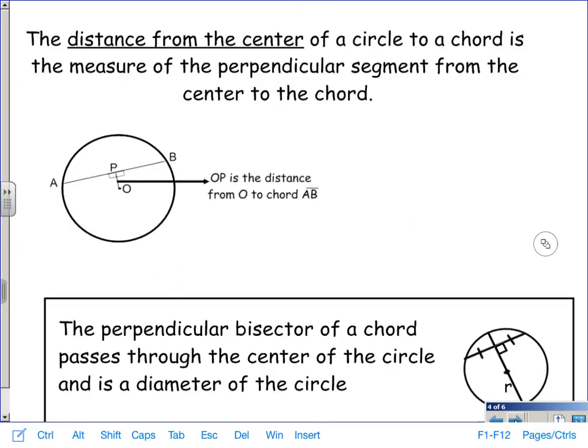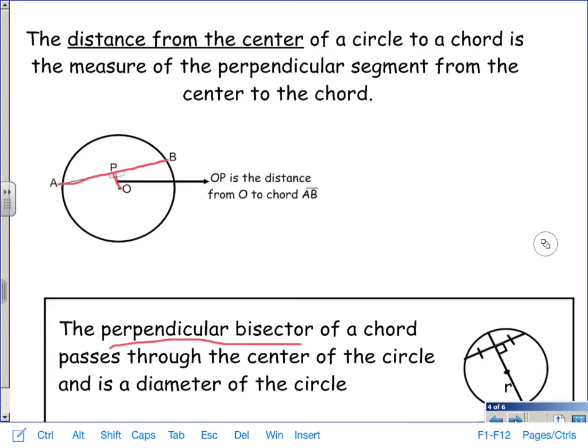The distance from the center of a circle to a chord is the measure of the perpendicular segment from the center to the chord. So basically what they're saying is if they're asking you how far is segment AB, which is the chord, from the center of the circle, you would draw a line from the center of the circle to the midpoint of AB. So that would be how you would measure it. You'd always want to land on the midpoint of that chord.